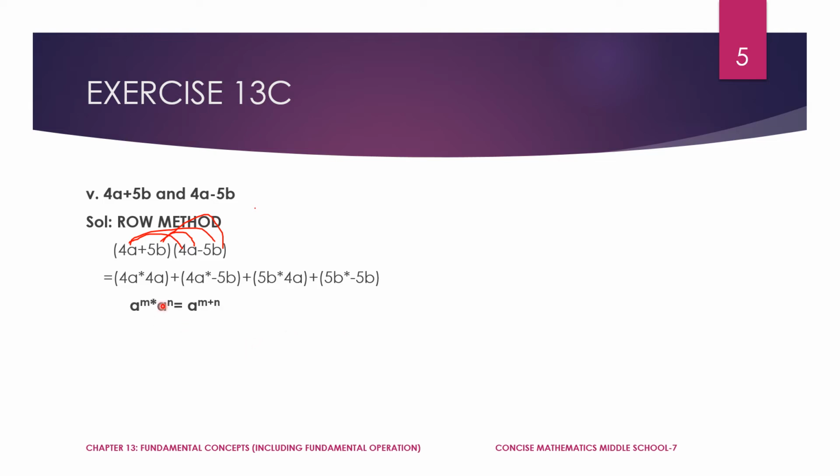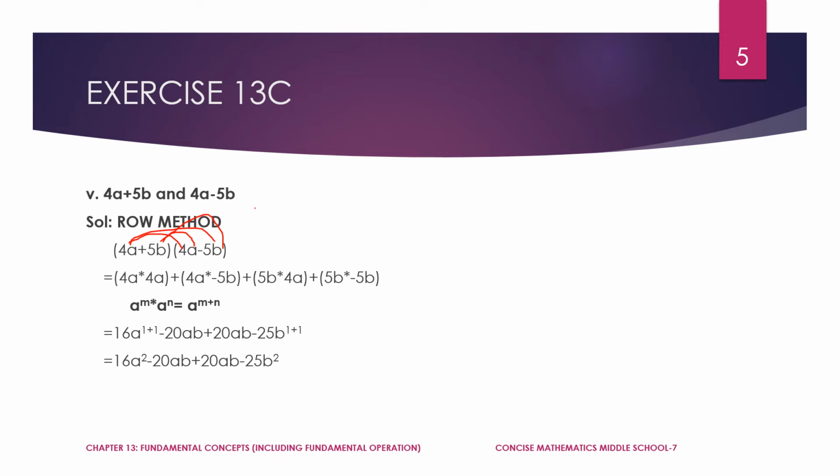Here, this is the formula that we are going to use when we are multiplying a into a. 4 4s are 16, a to the power of 1 plus 1. And here plus into minus, minus. 4 5s are 20, ab, plus into plus. So plus 5 4s are 20, ab, plus into minus, minus. 5 5s are 25, b to the power of 1 plus 1. So what you get is 16a square minus 20ab plus 20ab minus 25b square.